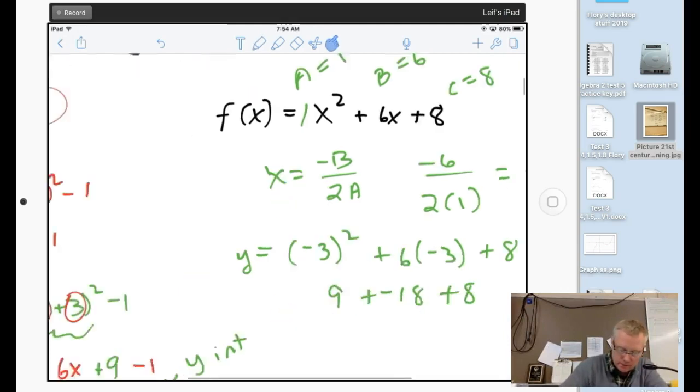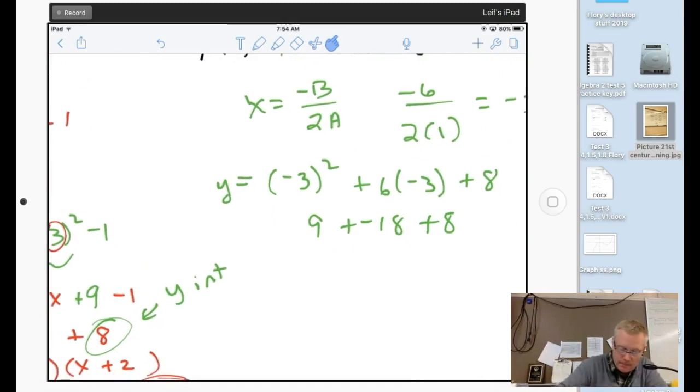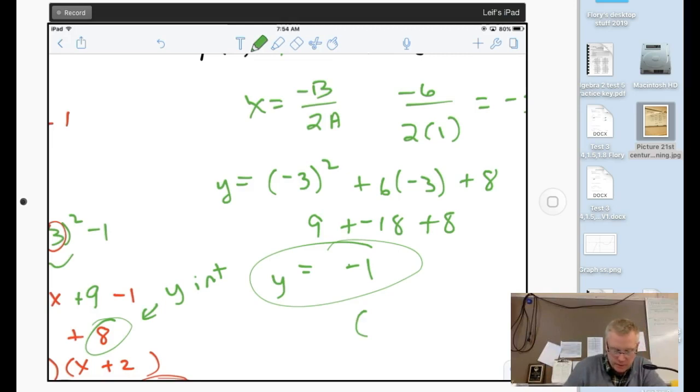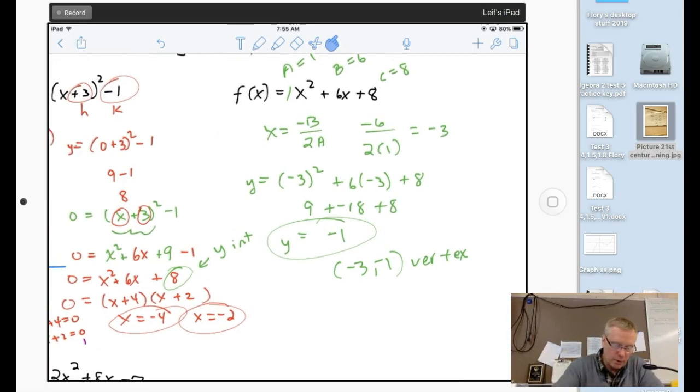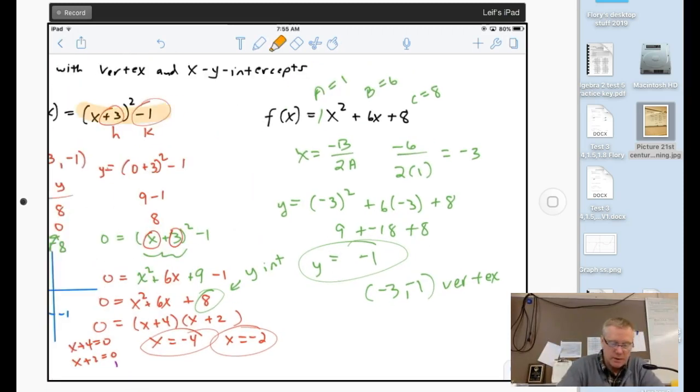When I add those together, I get -1. Sorry, that should be a y, not an x. My vertex is still the same thing. -3, -1 would be my vertex, and that's how you'd get it if they give it to you in standard form. If it's in vertex form like this, it's beautiful because you just pull it right out. But you can get it that way too. So either way, that's how you get the vertex.